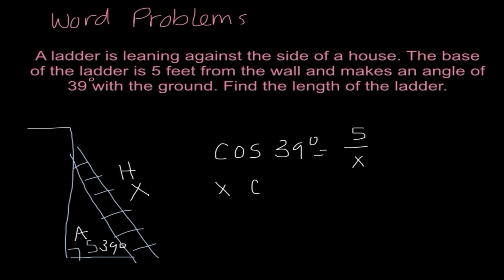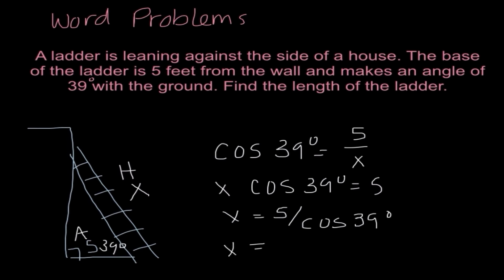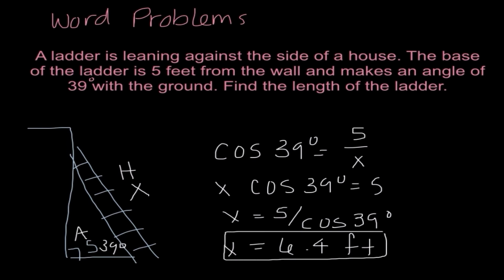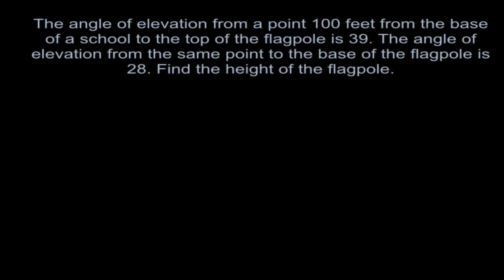So I need to isolate x, so I'm going to multiply both sides by x, and then I'm going to divide both sides by cosine of 39 degrees. I'm going to go ahead and put this into my calculator, and I end up getting x equals 6.4 feet. And it would make sense that 6.4 is longer than 5, and I know the hypotenuse has to be the biggest side.